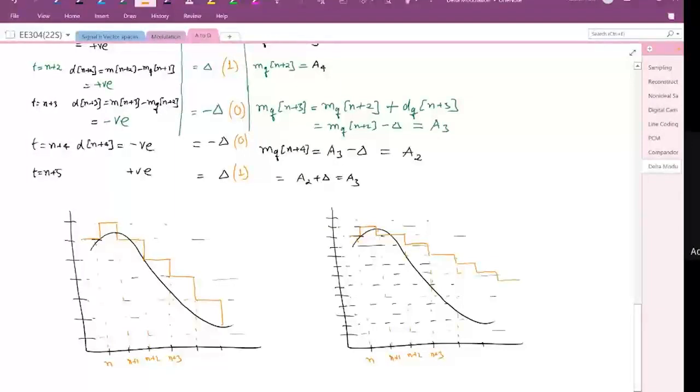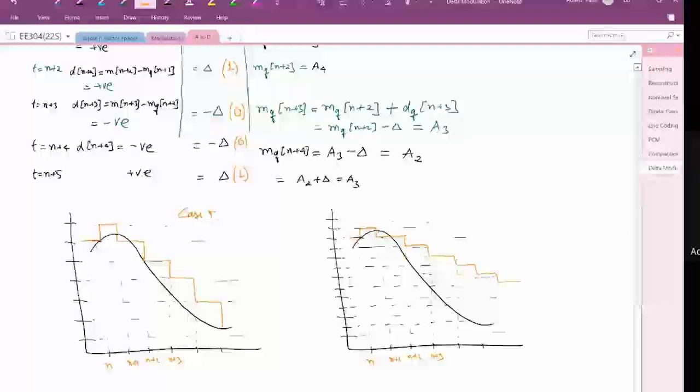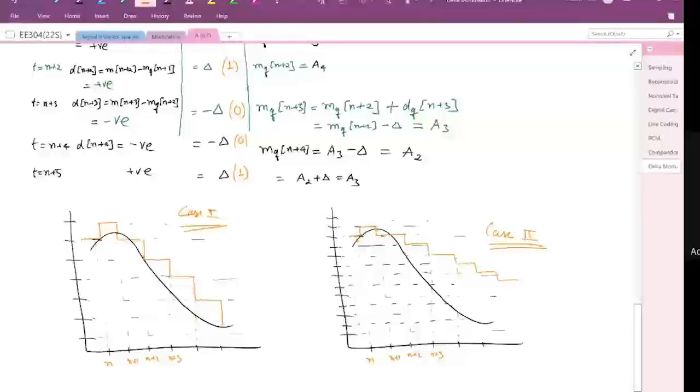So the difference is not very close to the message signal. In case 1, it is even then closer, but case 2 is very far apart. So there is a problem with delta modulation.